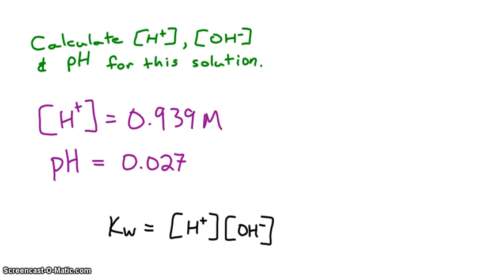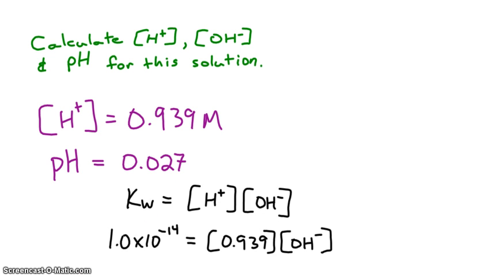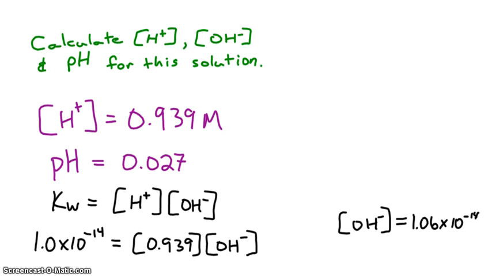To calculate the concentration of the hydroxide ion, we're also going to use the concentration of the hydrogen ion. We're going to use the Kw expression, the dissociation constant for water. Substituting the values into the equation and calculating for OH-, the hydroxide ion concentration is 1.06 times 10 to the negative 14 molar.